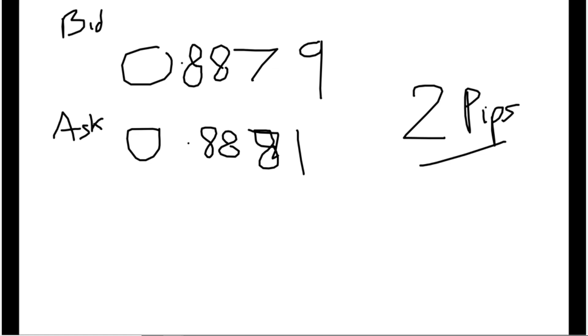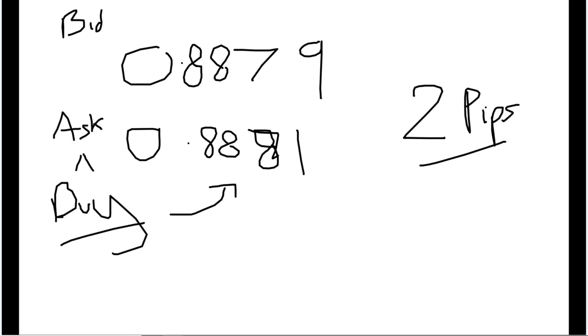Right, the asking price, just think of it as another word for buy. So when you click buy, the market is going to put you in at this price. Bid is sell. If you click sell and you want to short that pair, it's going to put you in at this price. The difference between the bid and ask equals the spread.